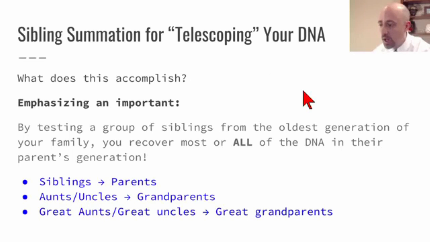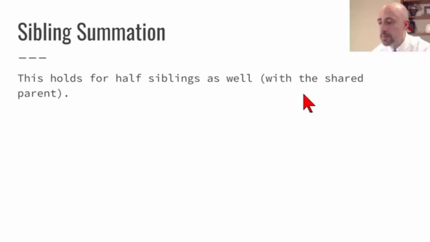So again, what this accomplishes, if, for example, you test a group of siblings of your own generation, if you test enough siblings, you recover most, if not all, of your parents' DNA. If you test your aunts and uncles with or without your parents, then you capture most of your grandparents' DNA, if not all of it. And if you test great aunts and great uncles with or without your grandparents, you capture most of your great grandparents' DNA, if not all of it. So there's a really important opportunity here that you don't want to miss.